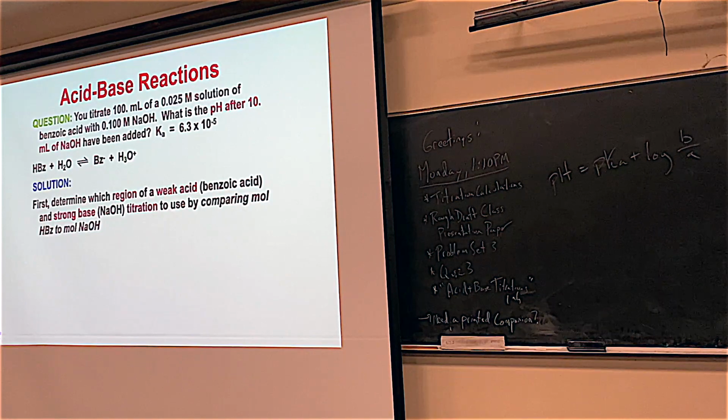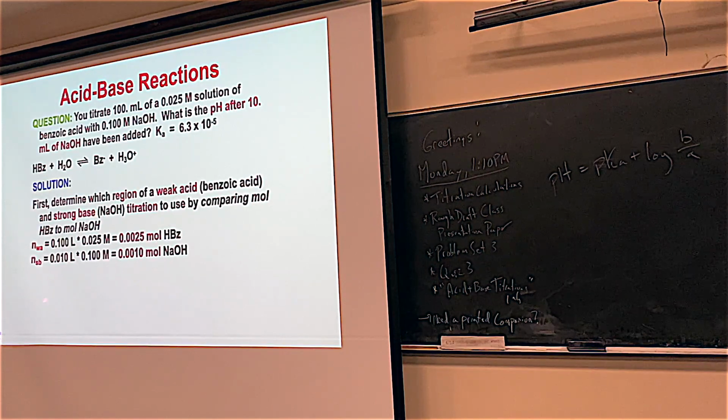And there's different ways to do this. But if you can compare the moles, that's the ultimate way to see where you are. So moles of weak acid, volume in liters times moles per liter, we have a total of 0.0025 moles benzoic acid. And at 10 milliliters of sodium hydroxide, 0.010 would be that liters. The concentration, 0.1 moles per liter, 0.0010 moles sodium hydroxide.